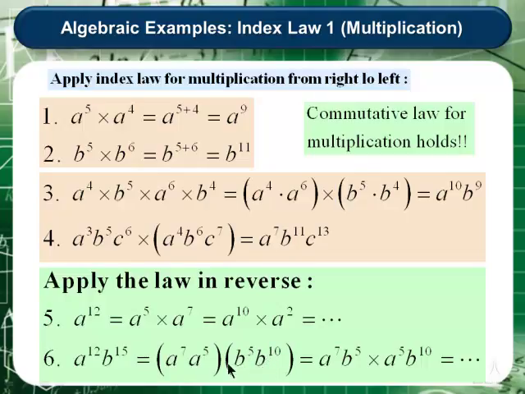And then applying the commutative and associative property, you can say we have a to the power 7 multiplied by b to the power 5. This in turn gets multiplied by a to the power 5, b to the power 10. And there will be many other similar examples.